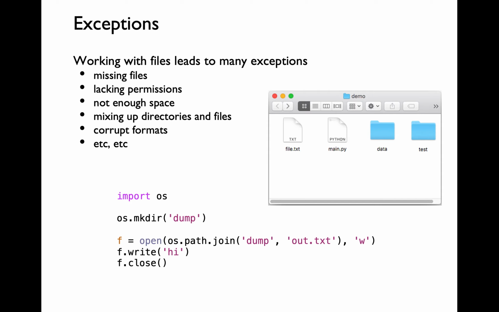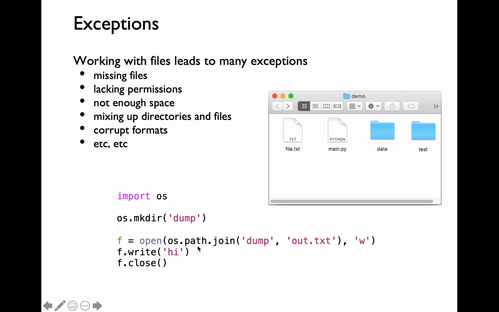So I have a snippet of code down here, and the objective of this snippet of code is to create a directory called dump and then to create a file called out.txt inside dump and add the string hi inside that file. Let's first step through this example. Recall that you need to import the OS module to use the mkdir function. We just covered what the mkdir function does. It enables you to create the dump directory, which you pass as an argument, in the current working directory.